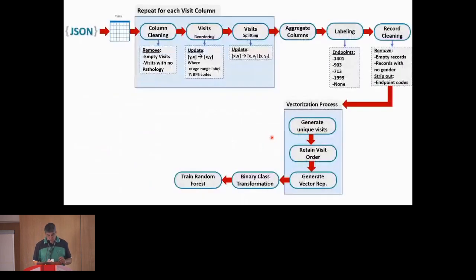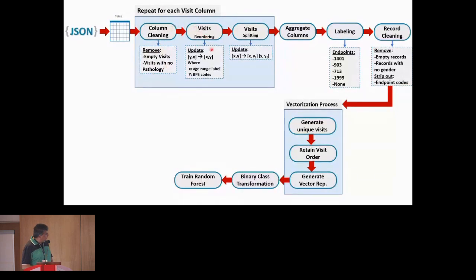So our methodology is like this. We have a JSON file, and we would like to convert it into table format. We repeat this process for each visit, or column, or row, whatever you want to call it. First of all, we perform column cleaning by removing empty visits. I will show you some examples. Some visits have no pathology.